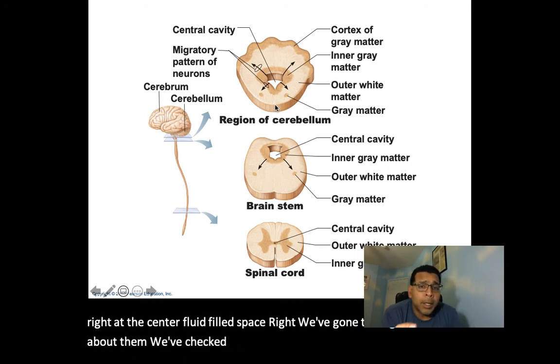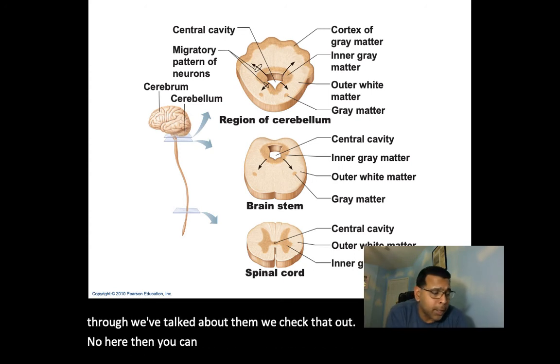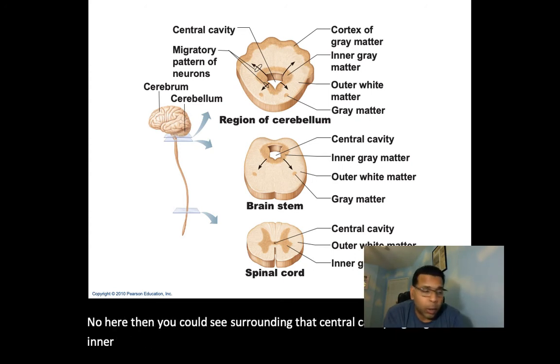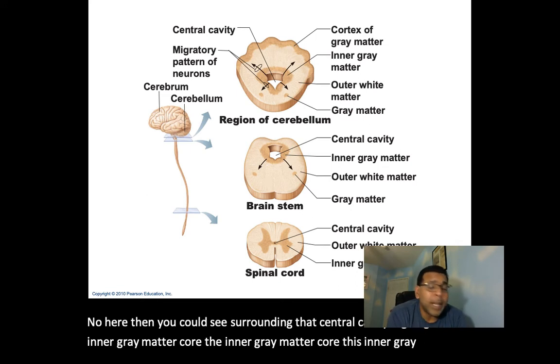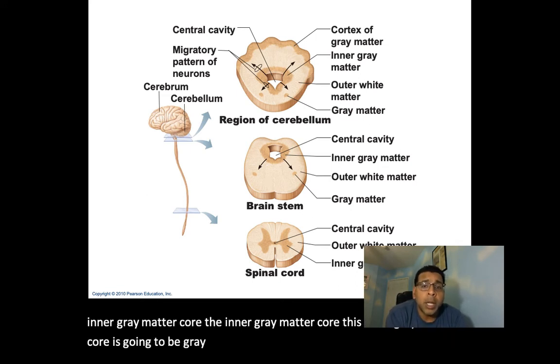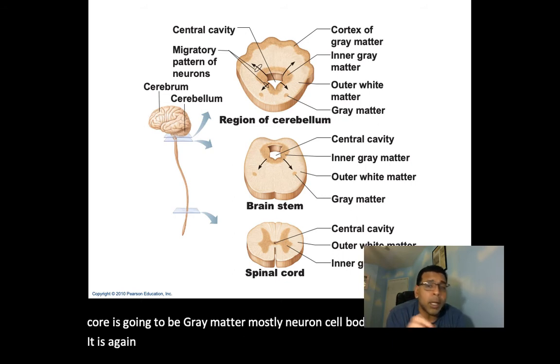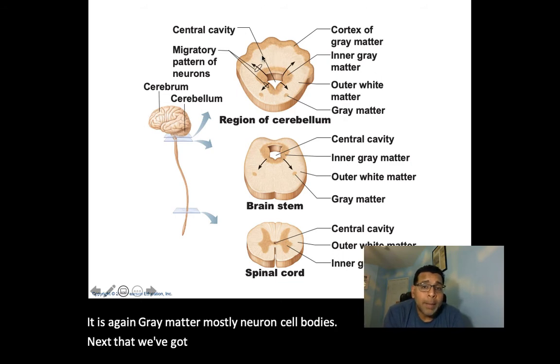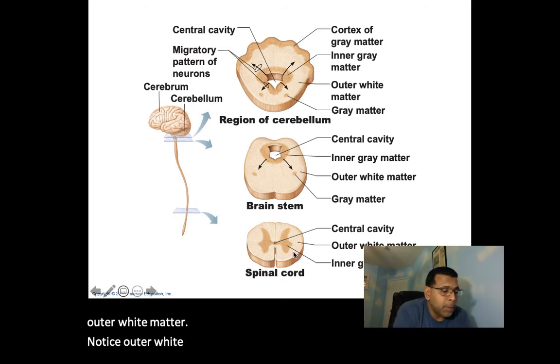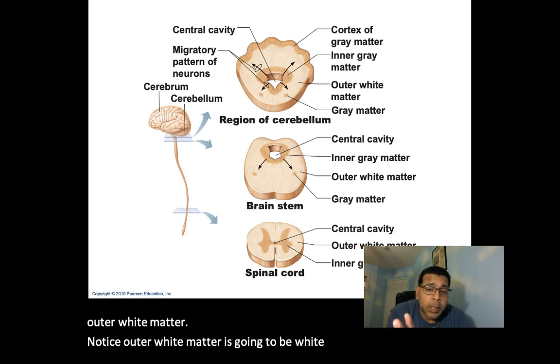Surrounding that central cavity is the inner gray matter core. This inner gray matter core is gray matter, mostly neuron cell bodies. Next we've got the outer white matter. This outer white matter is white matter, and it's mostly myelinated fiber tracts.